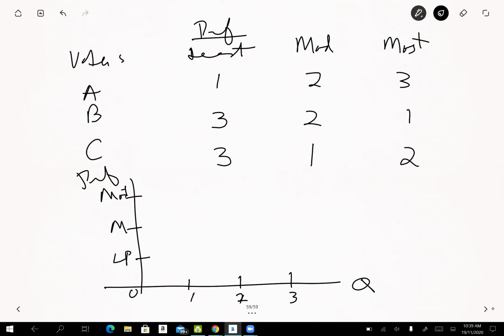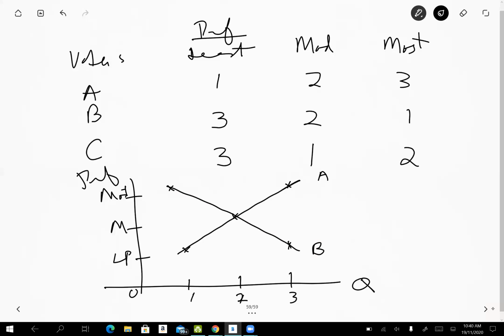Okay. So we draw the preference, or the demand function. So for voter A, least preferred is 1, moderately preferred is 2, most preferred is 3. So that is his demand function. That's for A. Okay, for B, least preferred is 3, moderately preferred is 2, most preferred is 1. So that is B.